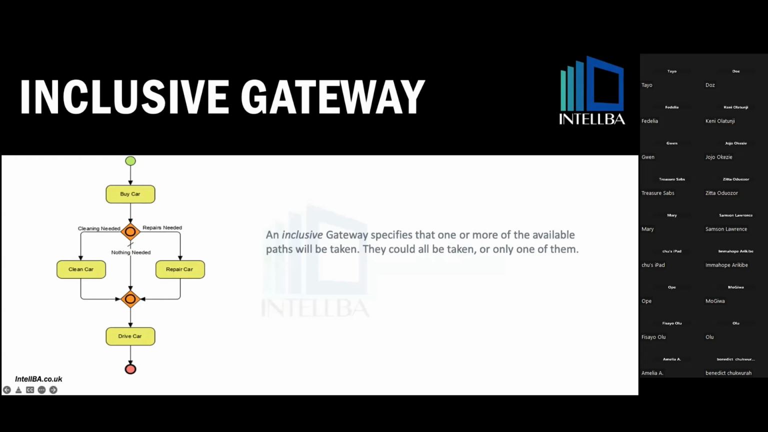So this is just inclusive, is one or more of the available paths will be taken. They could all be taken or only one of them could be taken, okay? Like I said, I don't really use this in my process mapping because it's too detailed. But it's just to understand that there are different gateway types, which you will see on Lucidchart when we are looking at it.